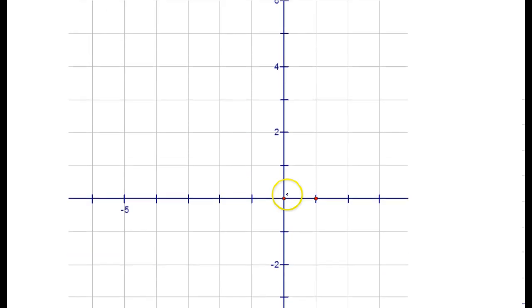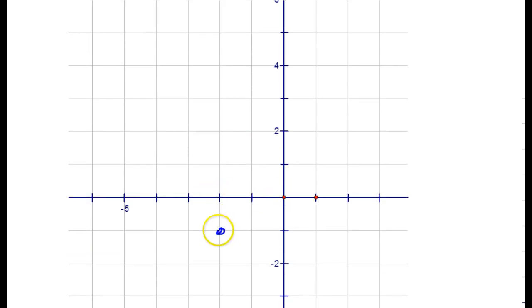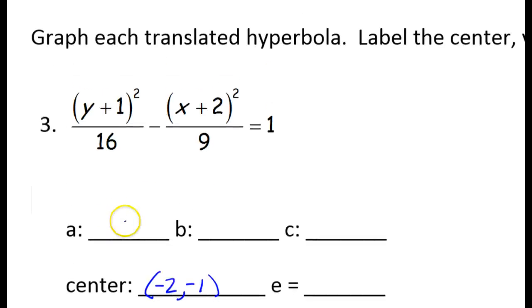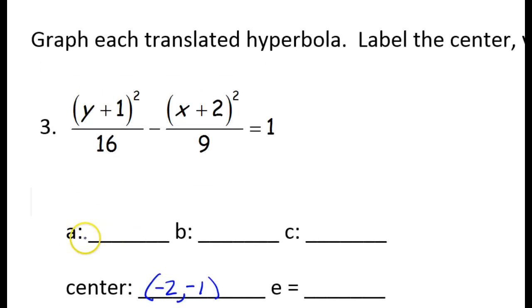Let's go ahead and graph that. So -2, -1, here is the center. Next, we need to find the a value so we can find the vertices.